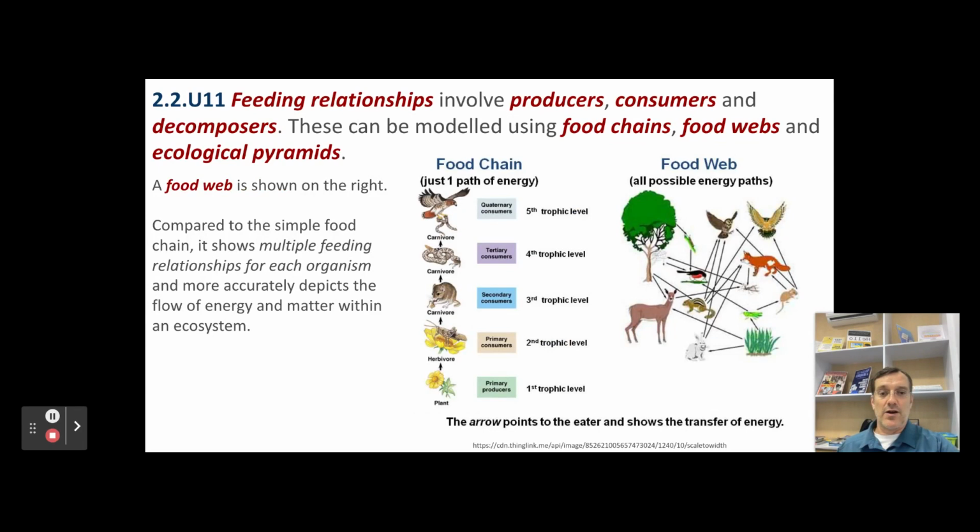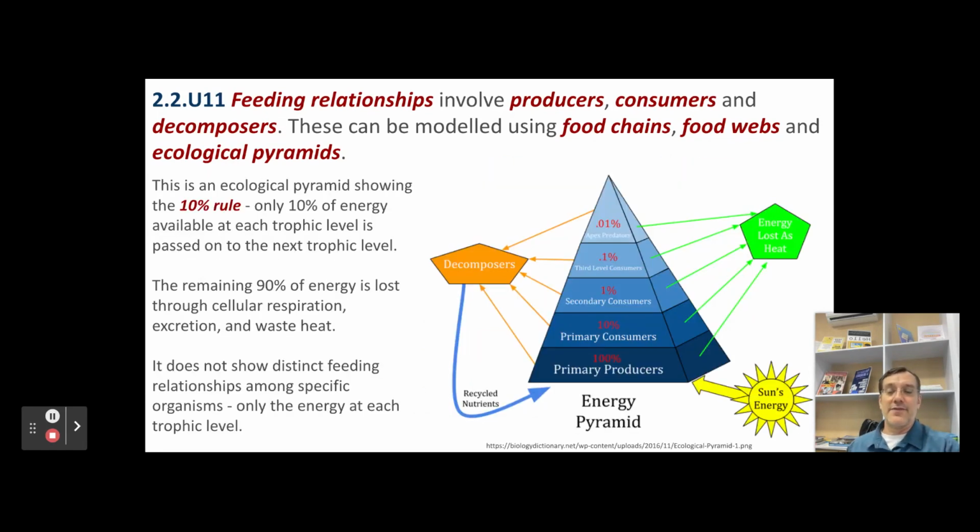This graphic here on the right is much more representative of what actually happens in ecosystems. That is a food web. Notice it's much more complex. It shows alternative feeding pathways, which brings us back to that concept of resiliency that we looked at in topic 1. Feeding relationships dictated by that 10% rule. Remember the 10% rule. It will be very useful on your exam if you're asked to make some calculations.